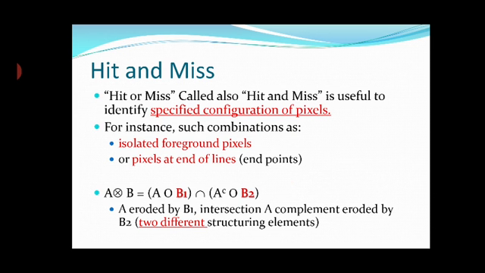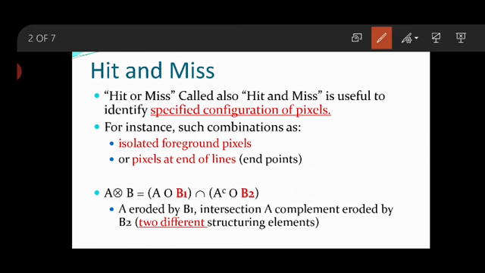Hit and miss is useful to identify a specified configuration of pixels. To identify a set of pixels in an image, it is the most used algorithm. For instance, such combinations as isolated foreground pixels or pixels at the end of lines. These are the basic operations we will use for hit and miss. The symbol for hit and miss is given here, a circle and a cross.